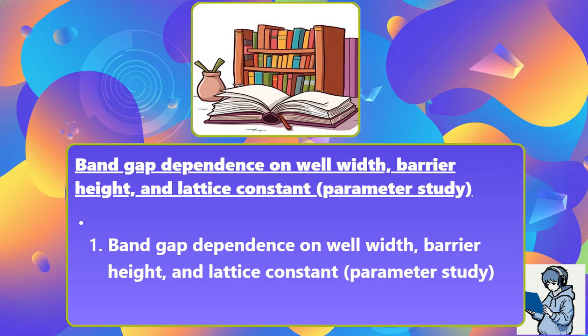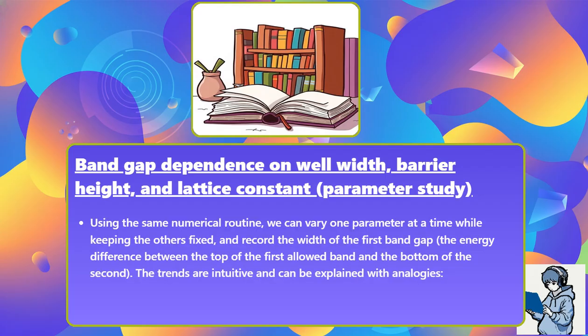6. Band gap dependence on well width, barrier height, and lattice constant: a parameter study. Using the same numerical routine, we can vary one parameter at a time while keeping the others fixed, and record the width of the first band gap, the energy difference between the top of the first allowed band and the bottom of the second. The trends are intuitive and can be explained with analogies.